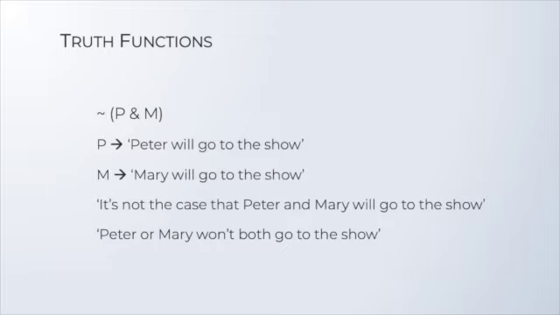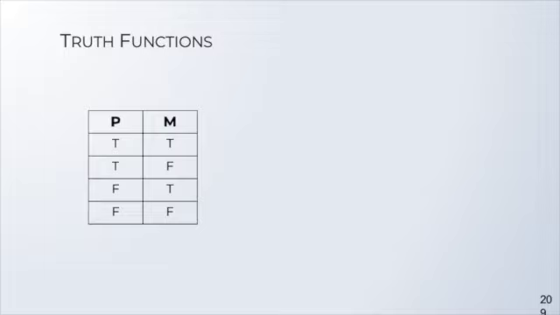The first step is to build our truth table. We have two atomic sentences, so we have four rows, and we have one column for P and another one for M. In another video, we'll learn and practice a step-by-step procedure for building truth tables, but for now, just follow along. The main connective here is the negation, which applies to the whole sentence, so we'll leave that for last. The first operation for building the sentence is conjoining P and M by means of the ampersand.